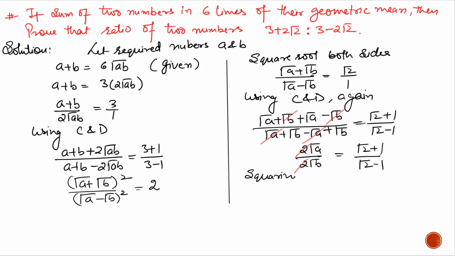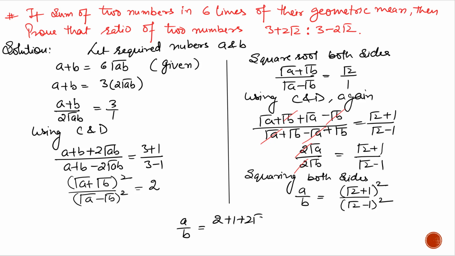Now squaring both sides, we will get a upon b equals (root 2 plus 1) whole square divided by (root 2 minus 1) whole square. After further simplification, we will get a upon b equals (2 plus 1 plus 2 root 2) divided by (2 plus 1 minus 2 root 2), which equals (3 plus 2 root 2) upon (3 minus 2 root 2). So the ratio of a and b is 3 plus 2 root 2 to 3 minus 2 root 2.